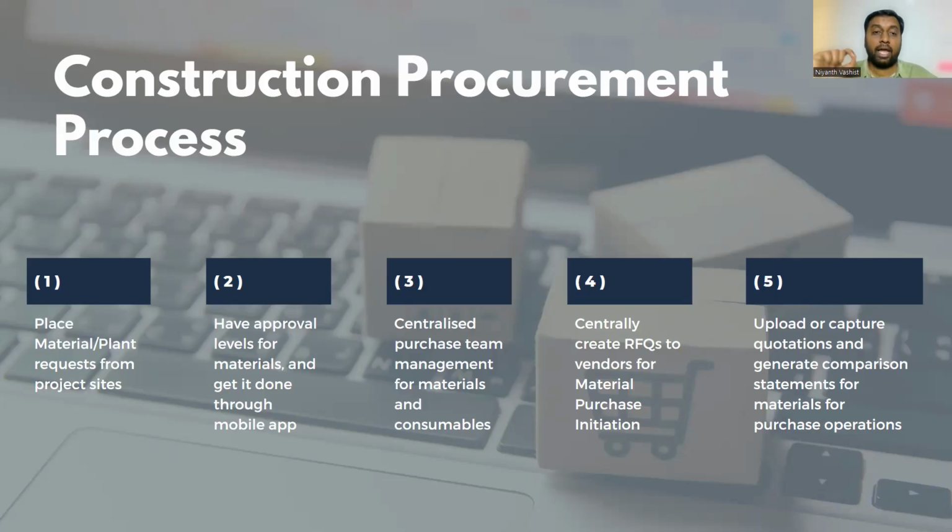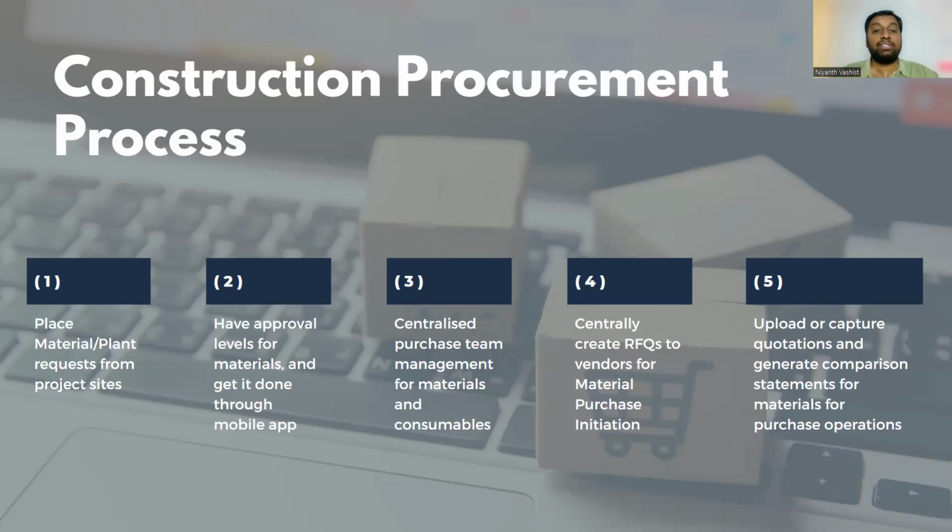When you say approval, you get it done through a mobile app. Now again, a mobile app is something that only the premium companies do. What about the small companies? They might not have it through a mobile app. They will have it through emails or a system or a software tool or phone calls. Third is centralized purchase team management for materials and consumables.